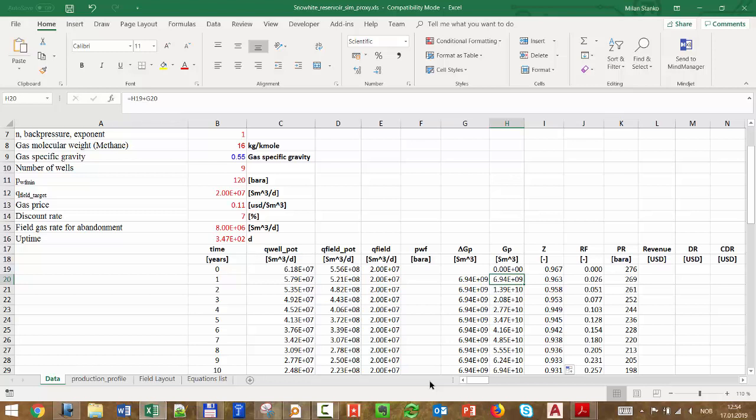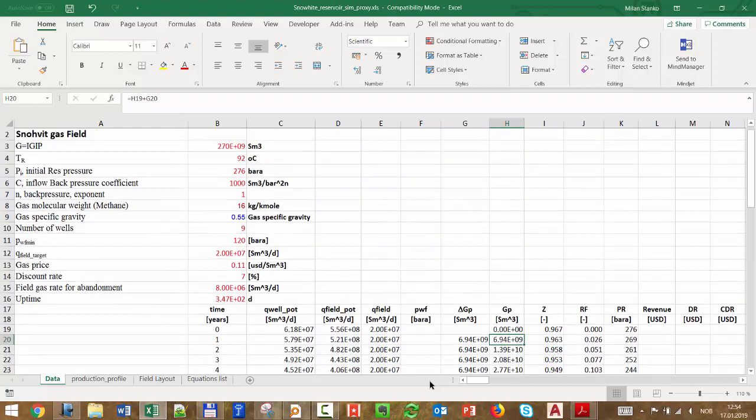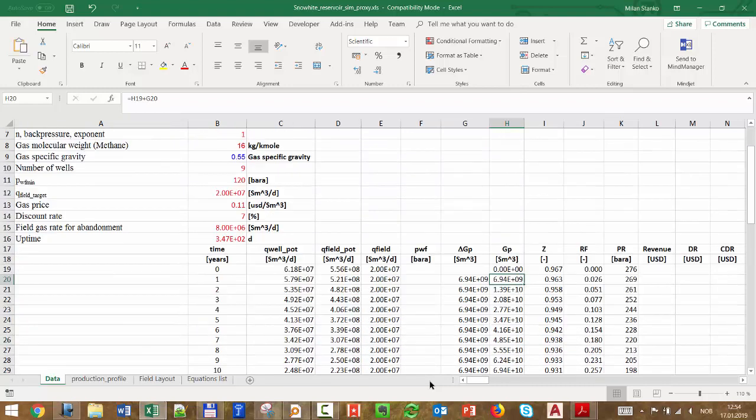Okay, maybe should we change it here? How do we modify the sheet to calculate the rate to be now operating with pressure, not with rate? Let's first put a number here. Let's say I'm operating the field with a pressure of 200.